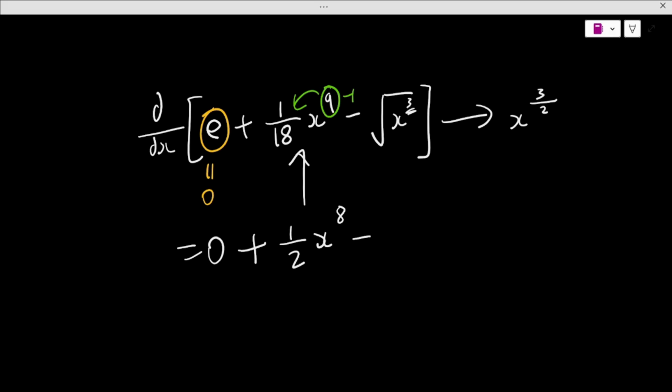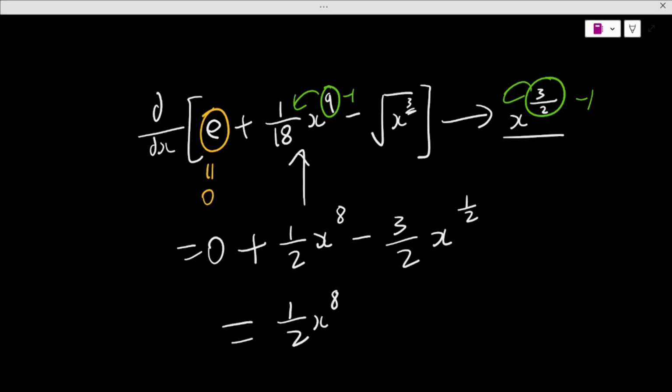Don't forget the minus sign. Remember that we are differentiating each term separately. Now we have x to the 3 over 2. As usual, bring the power down, minus 1. This is going to be 3 over 2, x to the 3 over 2 minus 1, which is going to be half. And so this is just going to be half x to the 8 minus 3 over 2 x to the half.